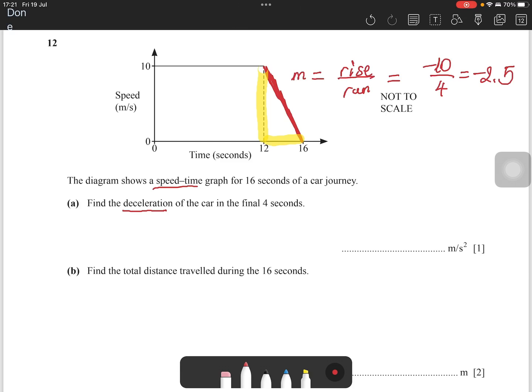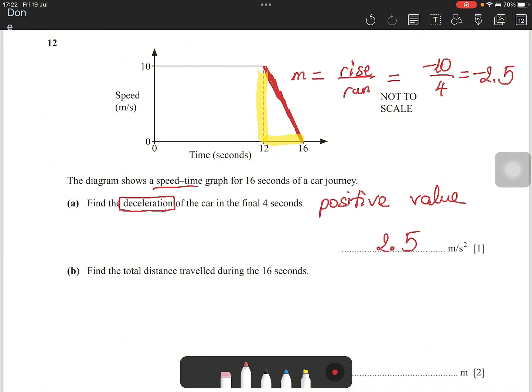But when we talk about deceleration, we only use the positive value. Deceleration or acceleration are the same. We only use the positive value. So we only write 2.5, not negative 2.5.